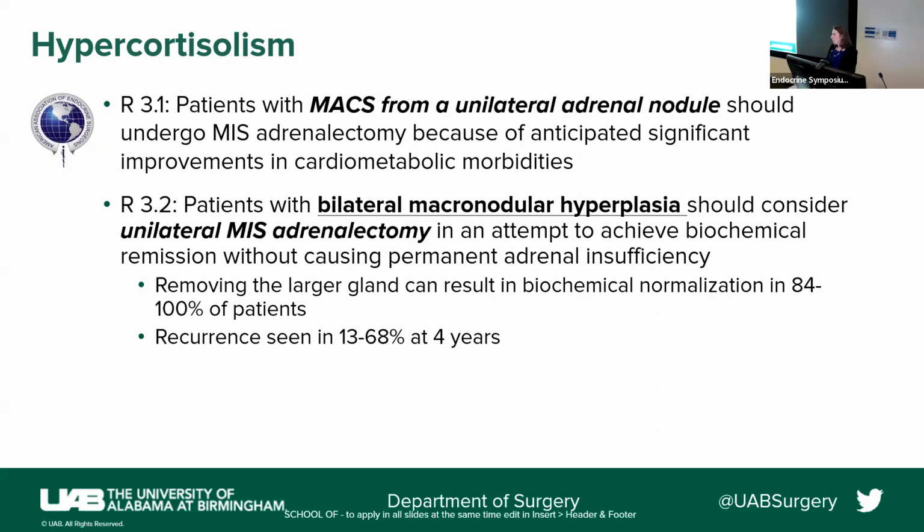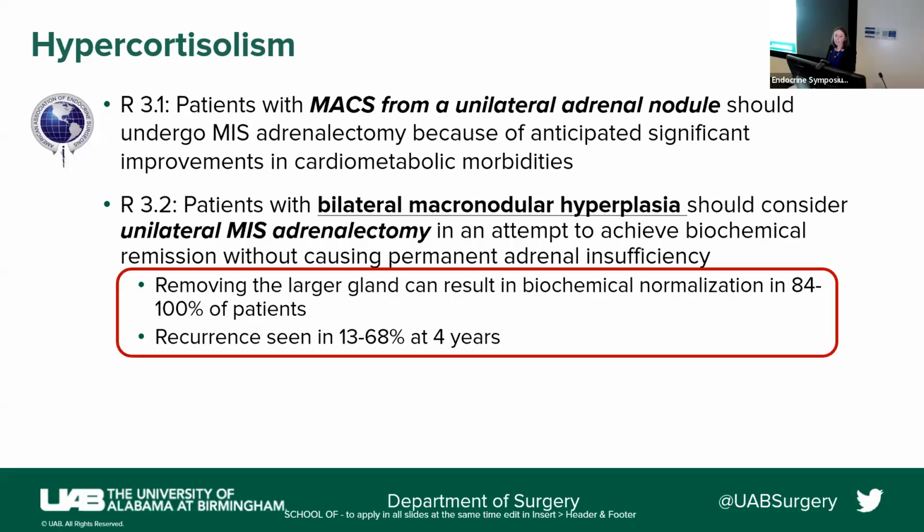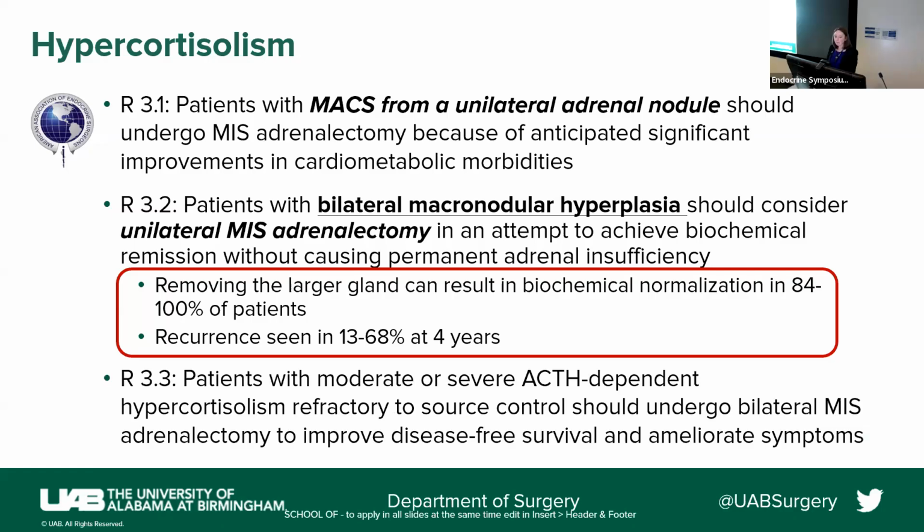The next are the patients with bilateral macronodular hyperplasia, and we see actually a fair number of these in our center. And really, we should be doing unilateral surgery for these patients, at least from the beginning, because that can result in biochemical normalization in 84 to 100% of patients. It's likely not durable over time, but it can buy them some time where they can be steroid independent.